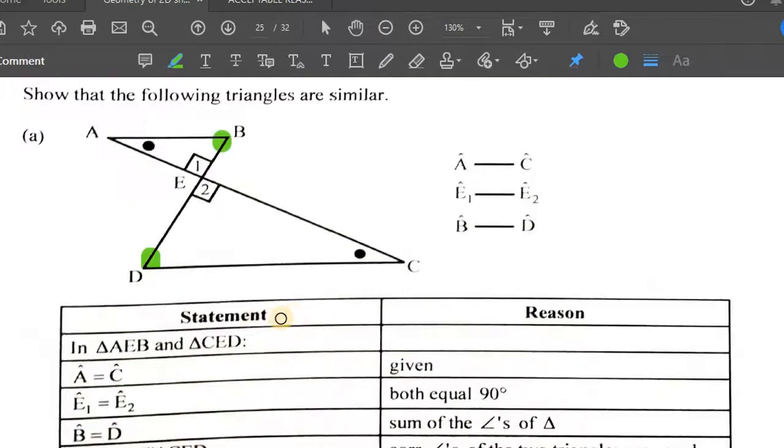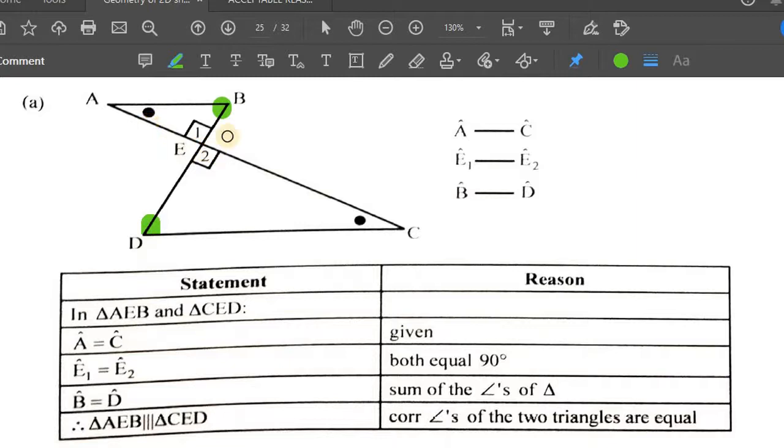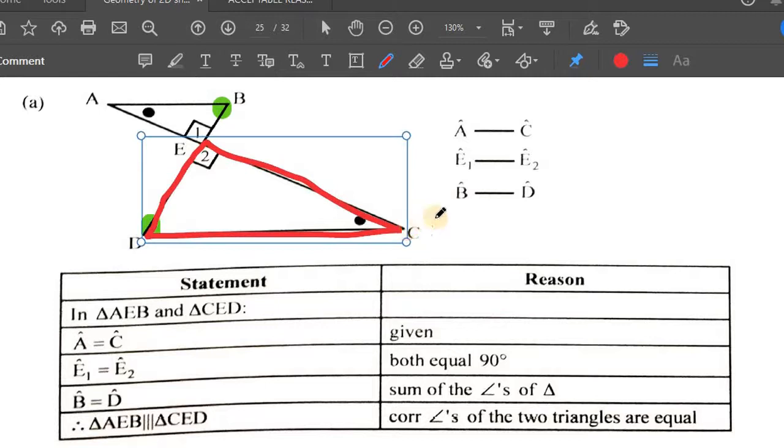Let's double check that. AEB. Now we went from the dot to the 90 to where there's no angle. Dot, 90, no angle. Now we need to find that corresponding here. So we need to go dot, let me get my pencil. Dot, 90, no angle. Can you see that? So we went CED. That's how we named it, right?